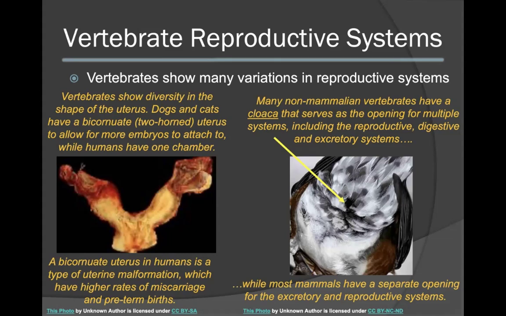Many non-mammalian vertebrates have what is termed the cloaca. The cloaca serves as an opening for multiple systems, which typically include the reproductive, digestive, and excretory systems. The cloaca is seen in the image below. Most mammals have separate openings for the excretory and reproductive systems.